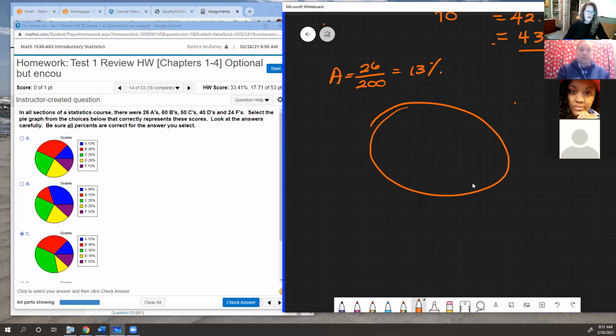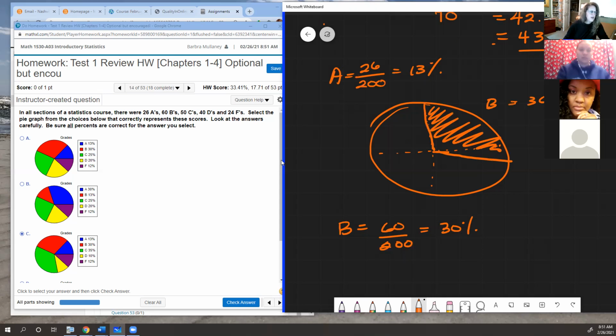And B is, all right, let's see, what's B? 60 over 200? That's 3/10, 30%. Great. So now I'm looking at this chart. This is quarters. This is the 25% region. So B would be something like this right here. That would be B.